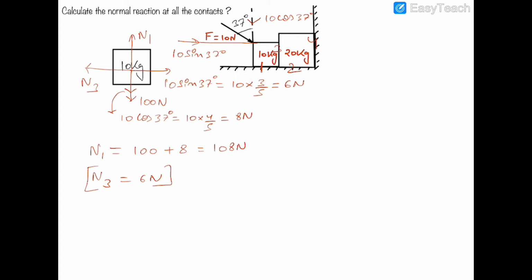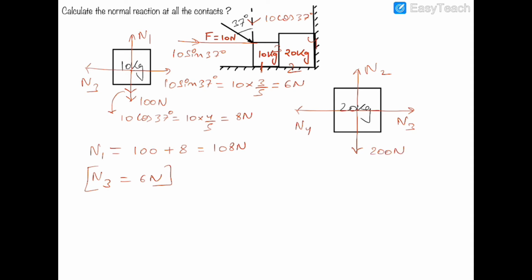Now coming to the block of 20 kg mass, its free body diagram would be like that. The normal reaction N2 would be acting upward, N4 would be acting towards the left side, N3 would be acting towards the right side, and mg would be acting downwards. It would be 200 newtons. So balancing the forces in the y-axis and x-axis separately, in the y-axis N2 would be equal to 200 Newton, and in the x-axis N4 will be equal to N3.